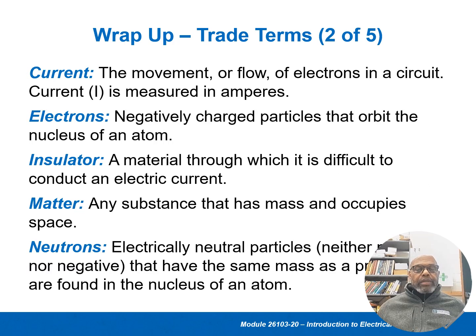Current is the speed of the electrons. Electrons basically are the negatively charged particles that orbit around the nucleus of an atom. Insulators are materials through which it is difficult for current to flow.